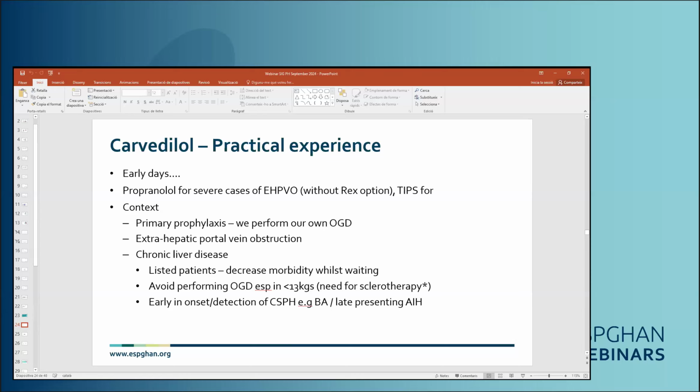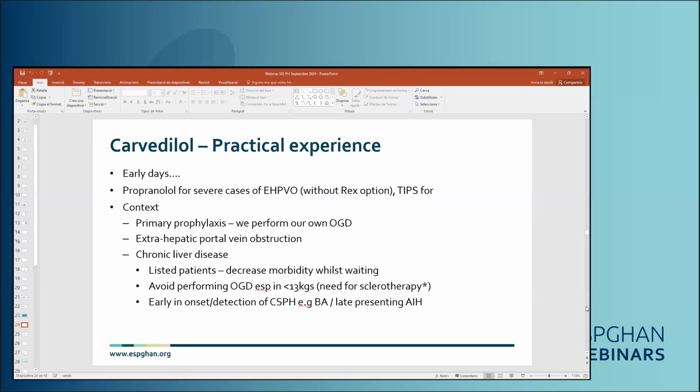The first disclaimer is that this is early days. We've only started using carvedilol in our practice this year. Prior to that, we gave propranolol for severe cases of extrahepatic portovenous obstruction, typically children with no option for a mesorex shunt, where we felt a TIPS was not indicated, or where we were going for a transplant anyway. So we had a very narrow band of patients for propranolol.